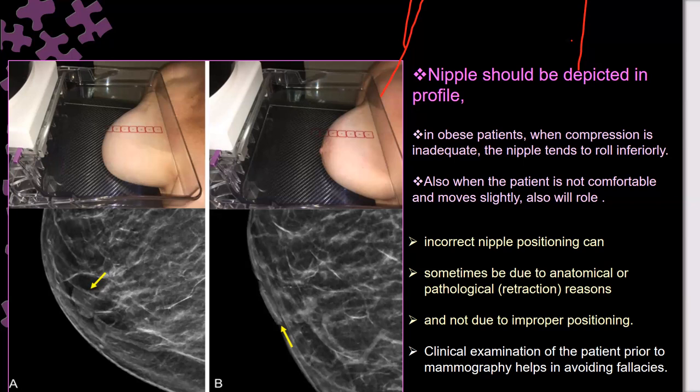So we have to be careful, and the technologists too, and we have to make sure from the beginning. Look for the nipple here. Sometimes the nipple itself can be retracted, pathologically or as an anatomical variant. That is why the technologist has to fill the form and comment if there are any variations or abnormality regarding the nipple. Very important. And even in the clinician's request, if there is anything related to the nipple, he has to write it for us, all these measures to avoid false results.